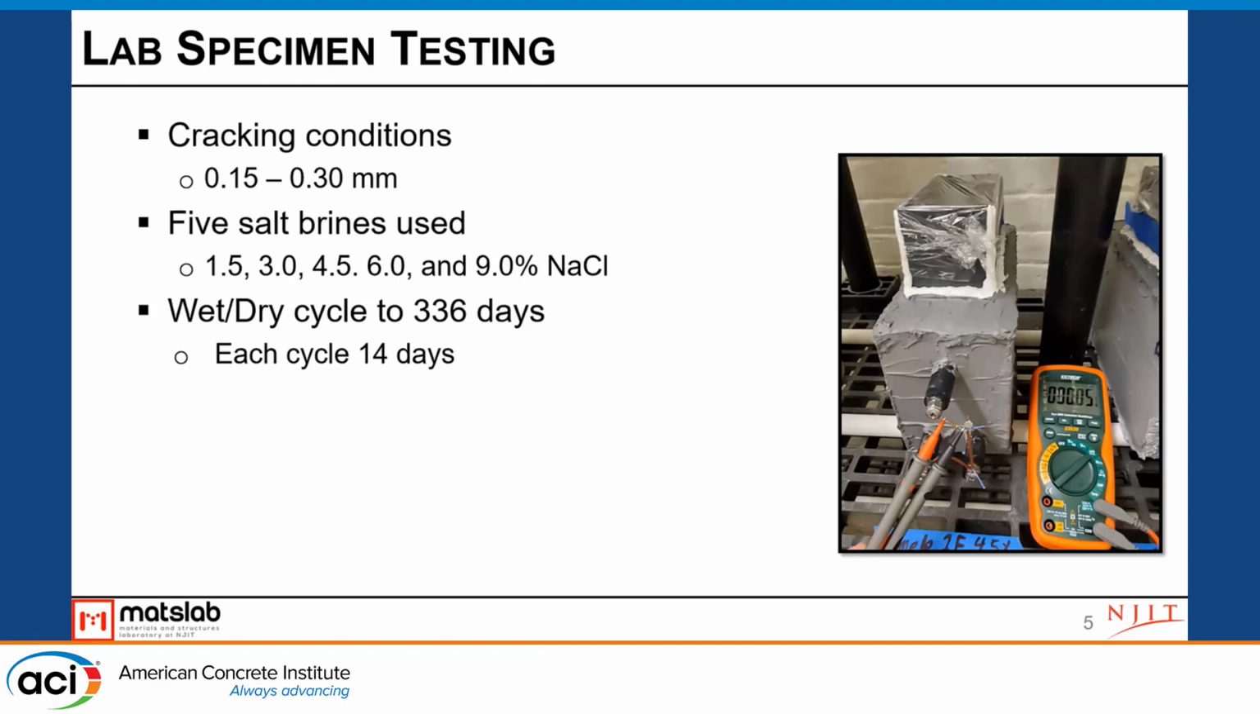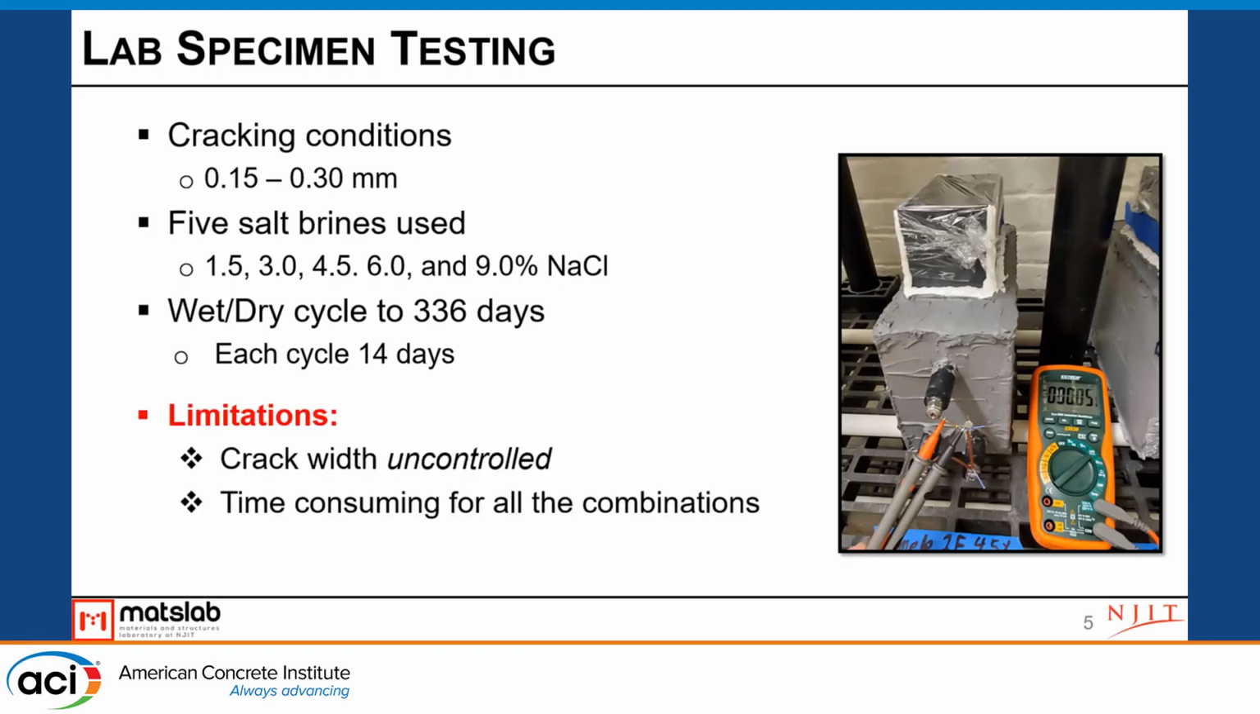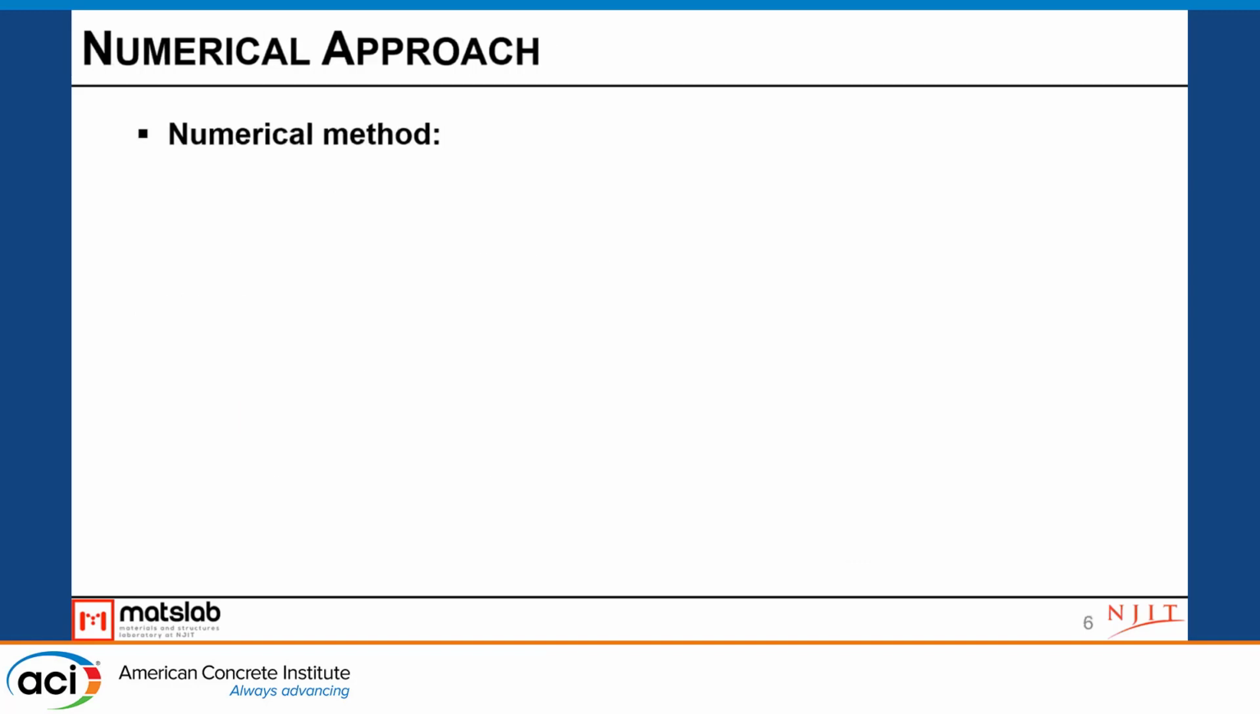However, for this corrosion test, we have several limitations. For example, the crack width is really difficult to control because of the size of the beam. And also each of the tests takes a really long time. So we wonder if we can extend this study with the help of a numerical approach.